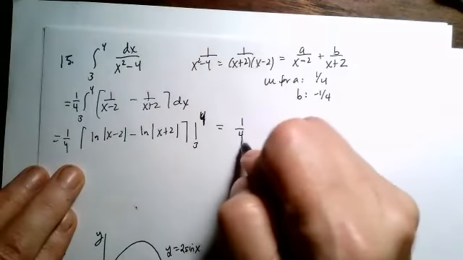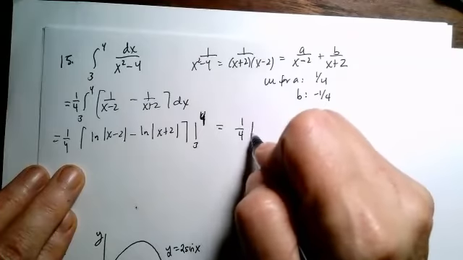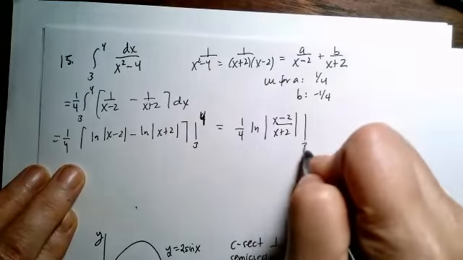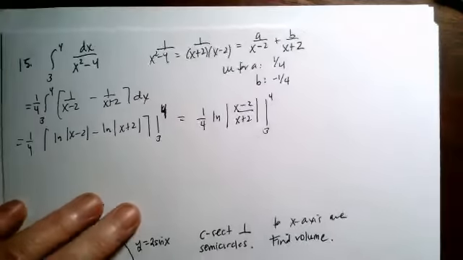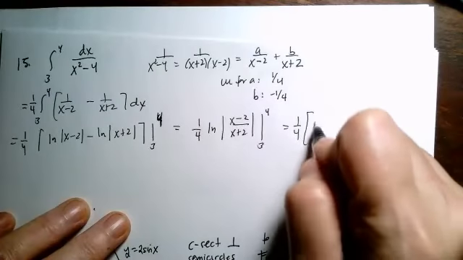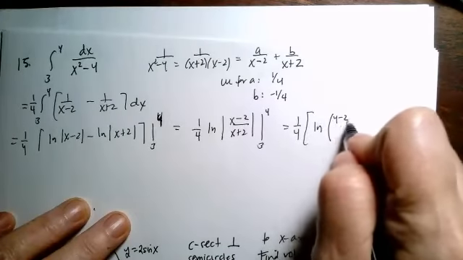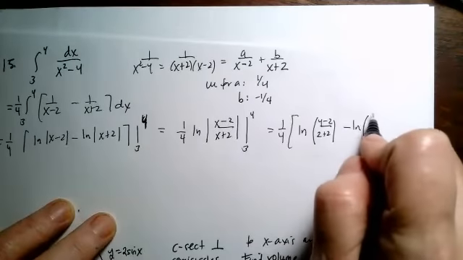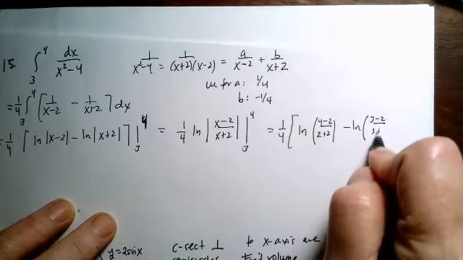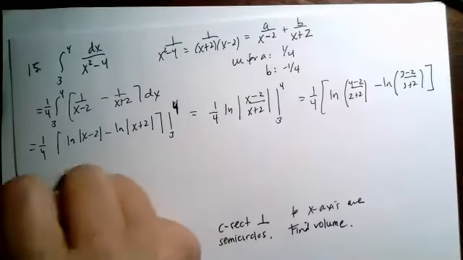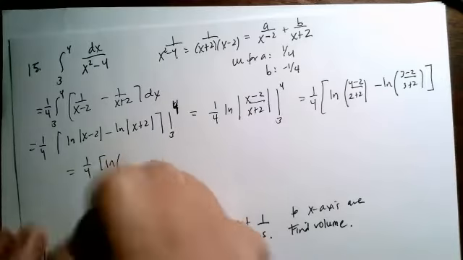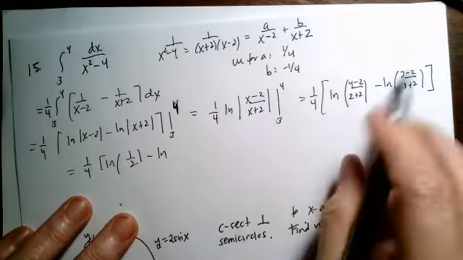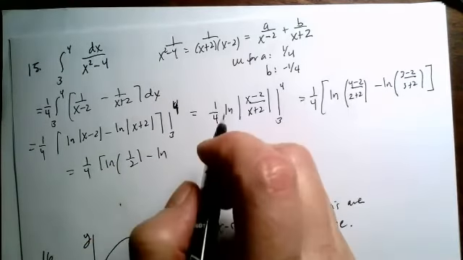And I can rewrite that using the rule of logs. X minus 2 over x plus 2 from 3 to 4. And that's going to be 1/4 times the log of 4 minus 2 over 2 plus 2 minus the log of 3 minus 2 over 3 plus 2. And that's going to give us 1/4 times the log of what? 2 over 4, which is 1/2, minus the log of 1 over 5.